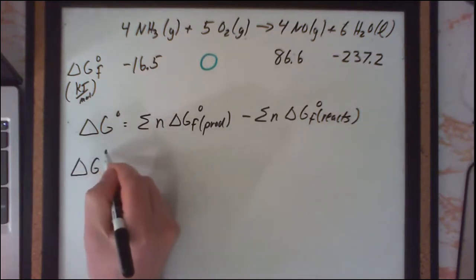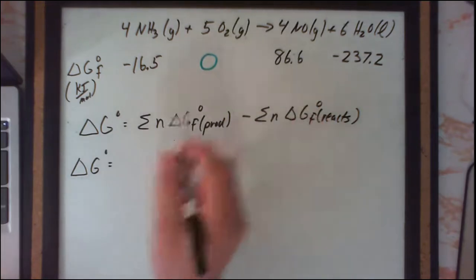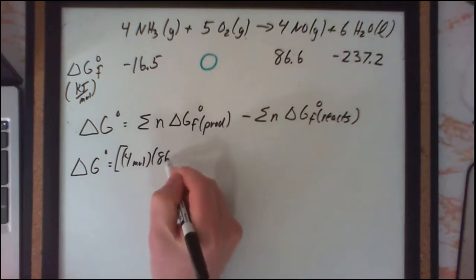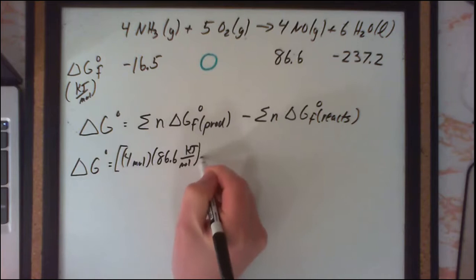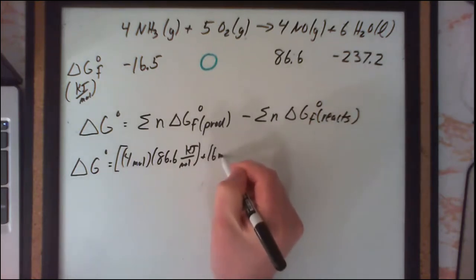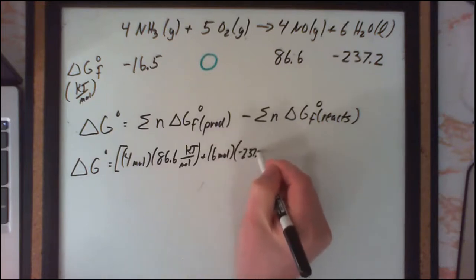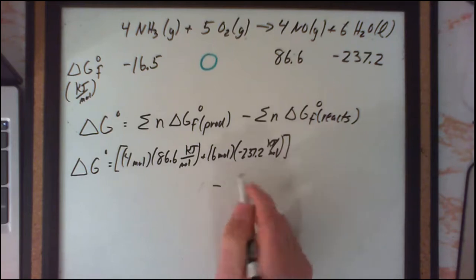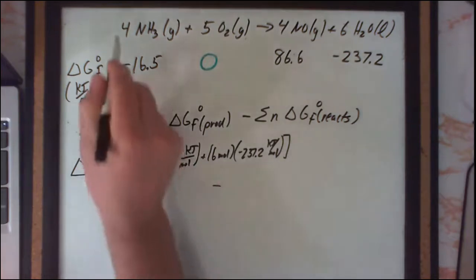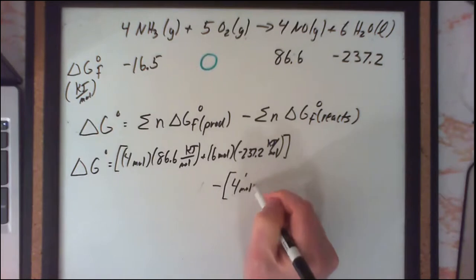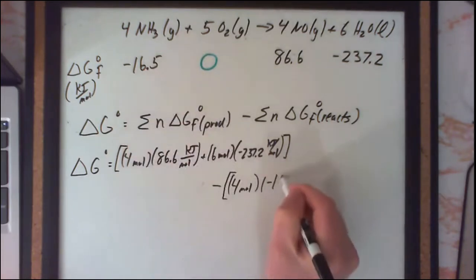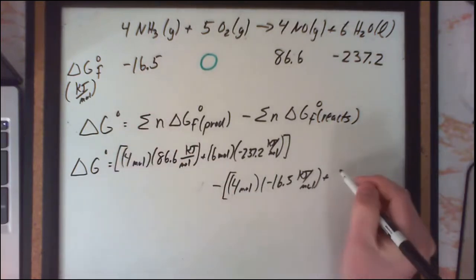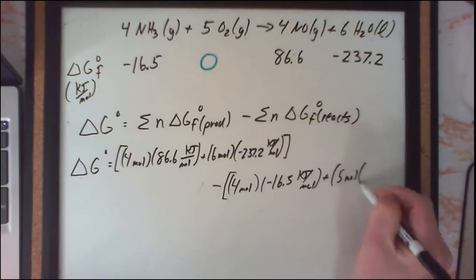So we can plug in our numbers. We have delta G of this reaction must be equal to the sum of the delta G formation values of the products. So we have, the more interesting, 4 moles of NO times its 86.6 number, kilojoules per mole, plus 6 moles of water times its negative 237.2 kilojoules per mole. And then we're going to subtract from that the sum of the delta G formation values of the reactants. So we have 4 moles of ammonia times its negative 16.5 kilojoules per mole plus 5 times the delta G formation of oxygen, rather, which, as we discussed, is exactly 0.